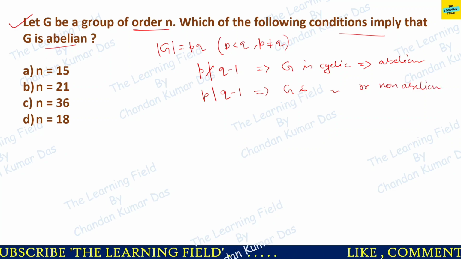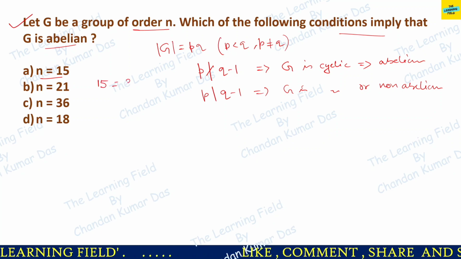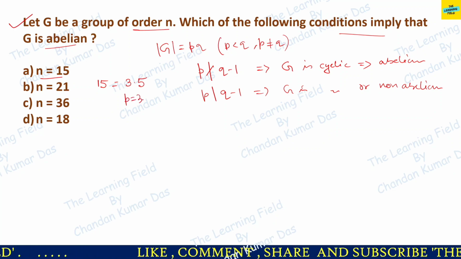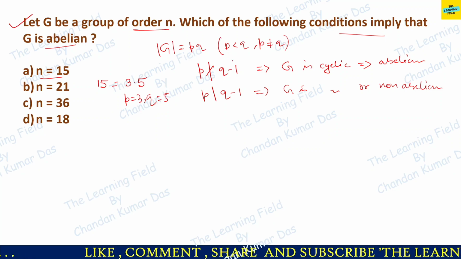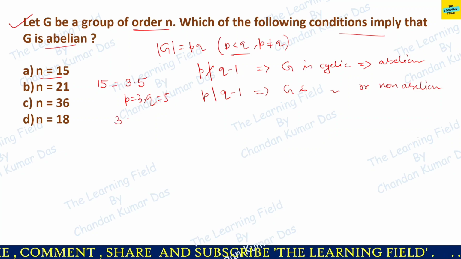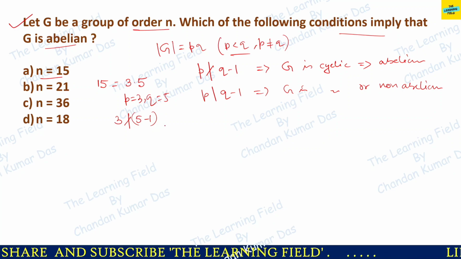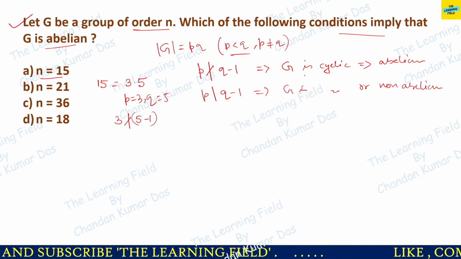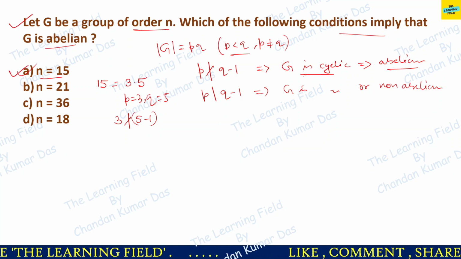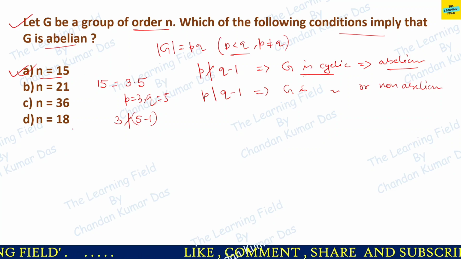Now if we see for n equal to 15, we see clearly that 15 is a product of 3 and 5. If we choose p equal to 3 and q equal to 5, as p less than q and p not equal to q obviously, we see that 3 does not divide 5 minus 1, that is, 3 does not divide 4. That means this group G is cyclic and hence abelian. So option A is clearly correct here, and since this is a part B question, you don't need to check the remaining options.